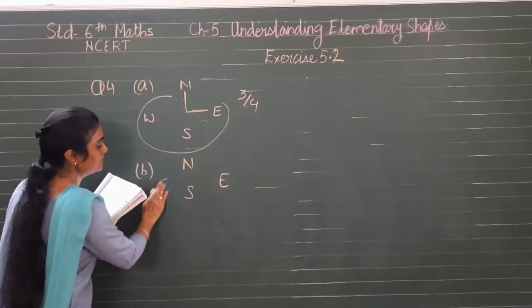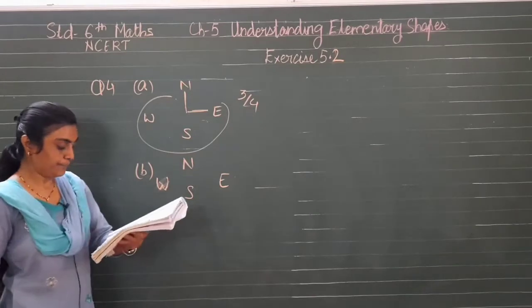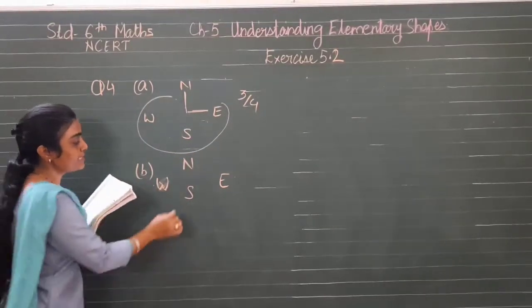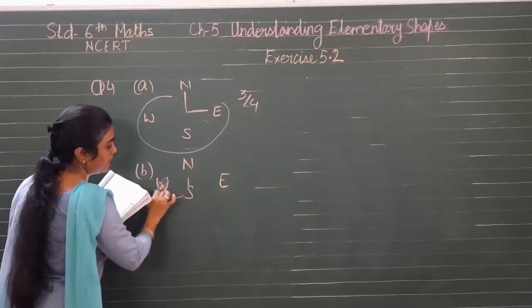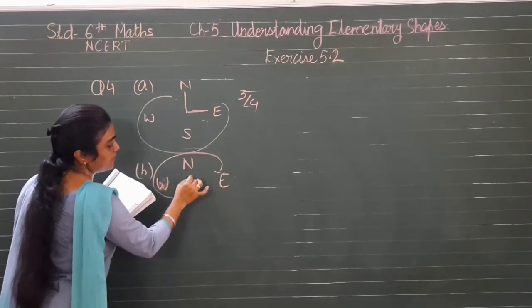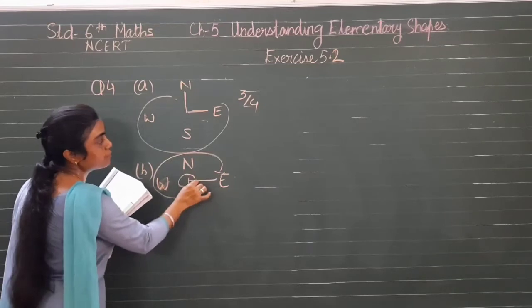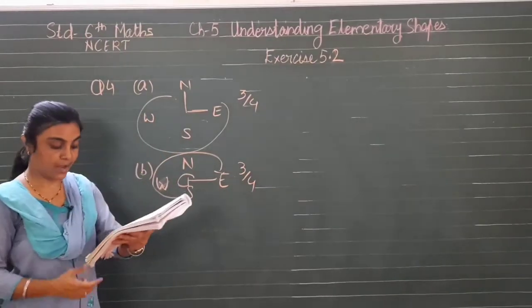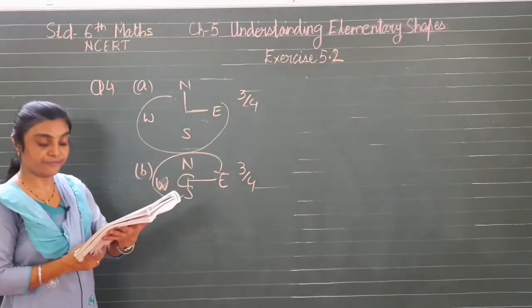You are at south and turn clockwise to face east. Again, you will turn clockwise to face east, so again it will be 3/4 of the revolution. Now the next question, number 5.